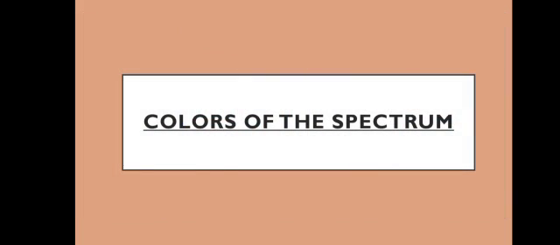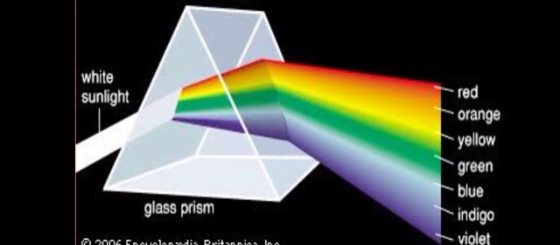Okay, now colors of the spectrum. First of all, the question that comes to our mind is, what is a spectrum? When a ray of white light, you can see ray of white light is coming from here, when a ray of white light is passed through a triangular prism, it is split into different colors. The continuous spread of colors is called a spectrum.